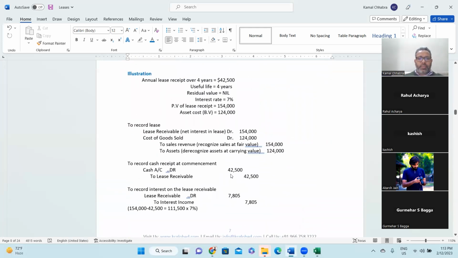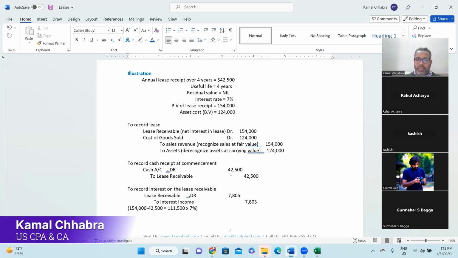So annual lease receipt over 4 years is $42,500, and useful life of the asset is 4 years. Residual value is nil, and interest rate is given 7%. Present value of the lease receipt is 42,500 multiplied by 4 years, multiplied by the discount factor at 7%. Present value factor at 7% is... $154,000, right? So all this information is given to you in the question, right?